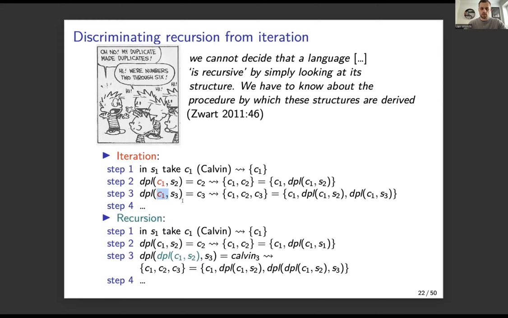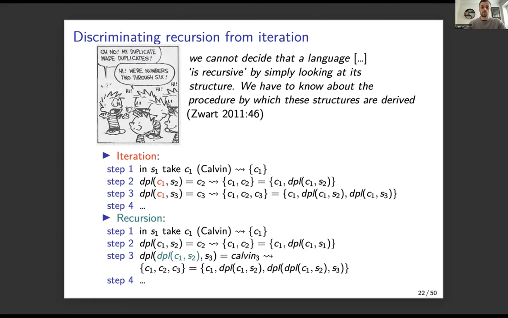So you get the third duplicate of Calvin, and you have a three-element set. So Calvin, his duplicate, and yet another duplicate of Calvin. But this is not the only way. You can also achieve this state of affairs by means of recursion, and the procedure is entirely different.